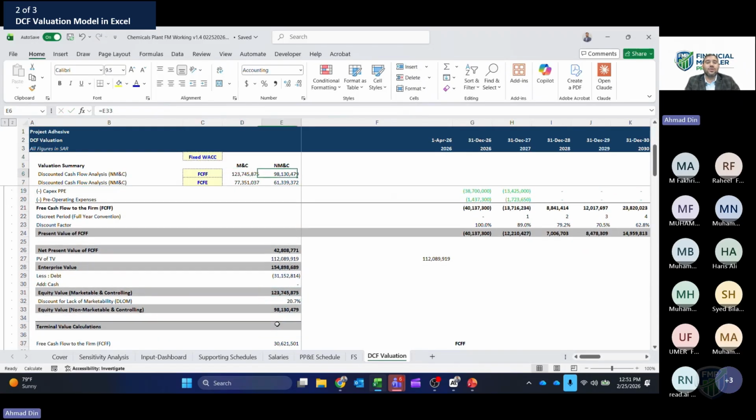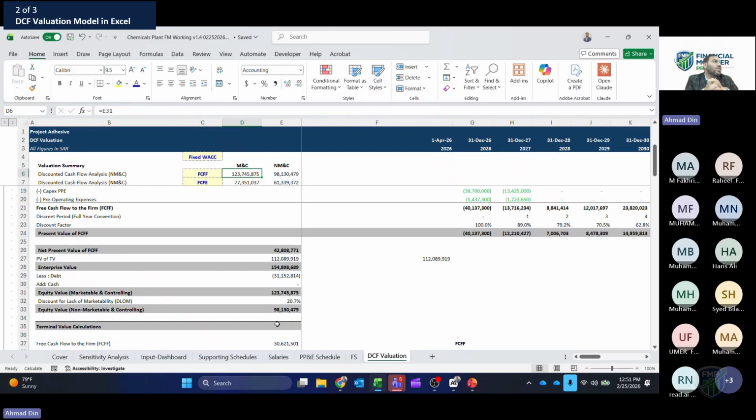Okay, and then for FCFF, this is our valuation. For marketable and controlling, we have 123 million for the FCFF and 98 million for the non-marketable and controlling. For the FCFE, 77 million for marketable and controlling, and 61 million after applying the discount for lack of marketability. All clear? Up to this means any issue? We have calculated our FCFF method and our FCFE. So normal practice, we do this.